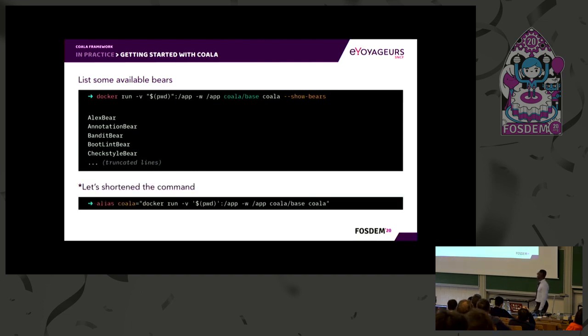For the next slides, I will just alias Coala to make the slides shorter. So you just run Coala, and it means running Coala behind Docker.